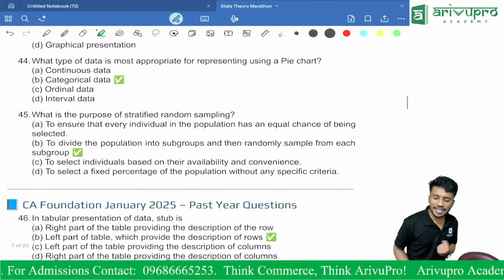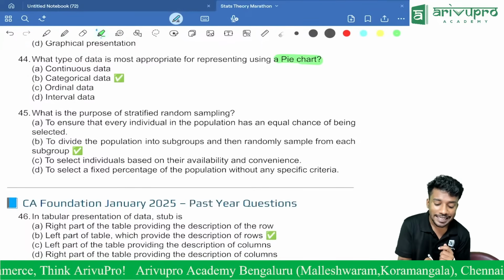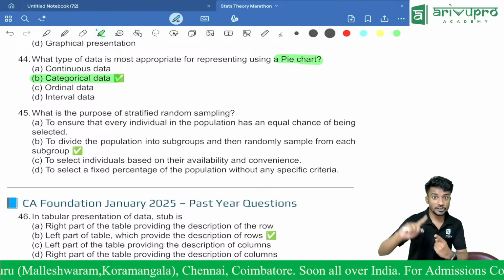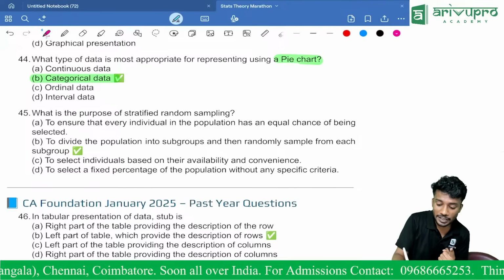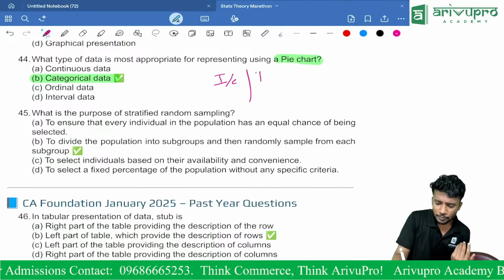Then what type of data is most appropriate for representing using a pie chart? Category based data. You remember many questions we have done based on pie charts. There it was always like either income tax will be there, then other type of profit is there.